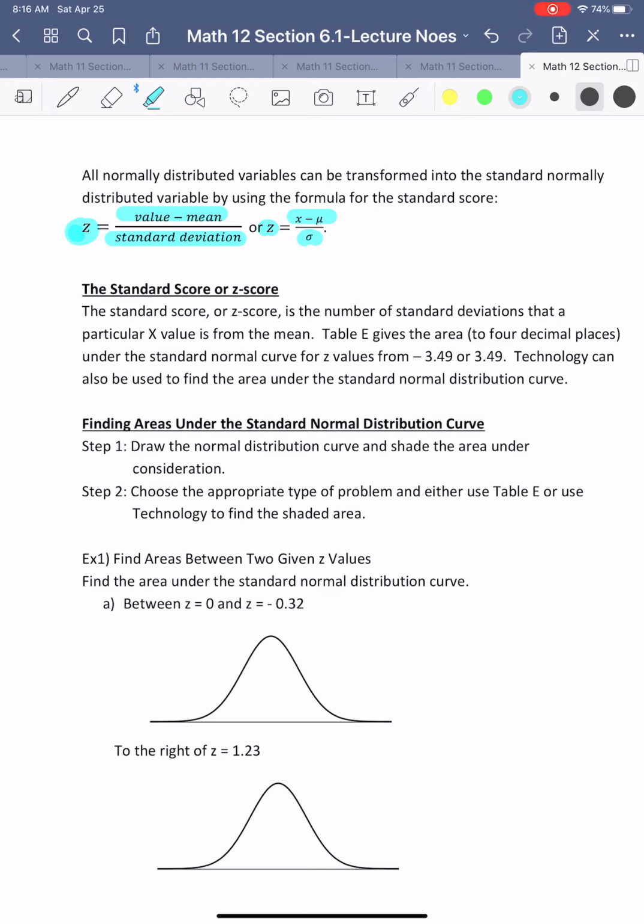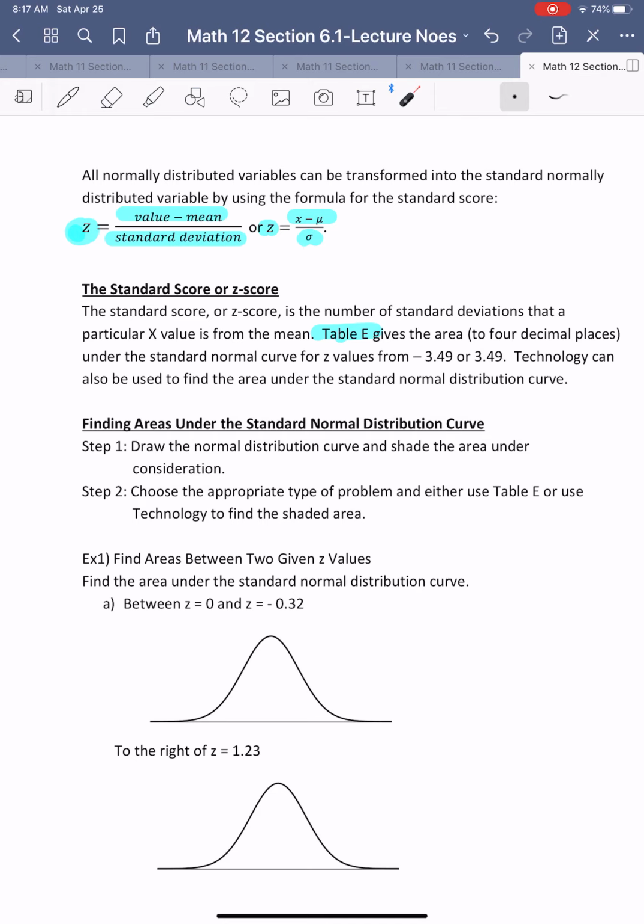So we are using Table E, which gives the area to 4 decimal places under the standard normal curve for the z values from negative 3.49 to 3.49. Technology can also be used to find the area under the standard normal distribution curve. So, finding the area under the normal distribution curves. Step 1, we draw the normal distribution curve and shade the area under consideration. Step 2, choose the appropriate type of problem. Either use Table E or use technology to find the shaded area.